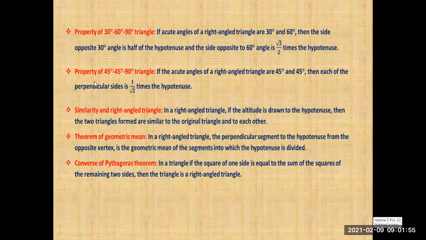Then we see the property of the 45, 45, 90 degree triangle. One angle is 90 degree and the remaining acute angles are 45 and 45 degree. If our triangle is 45, 45, 90 degree, then according to this property, each perpendicular side is 1 by root 2 times the hypotenuse.